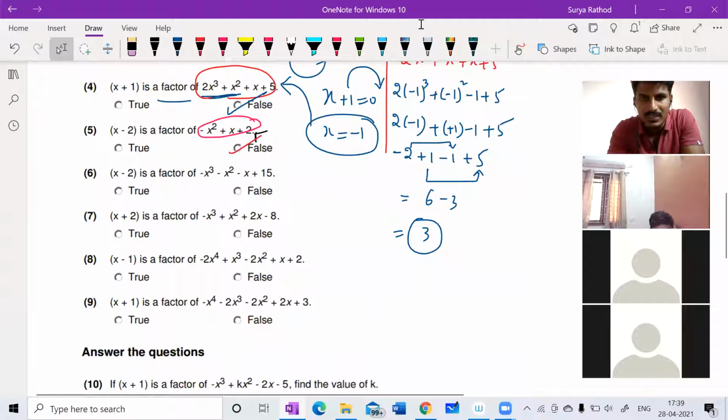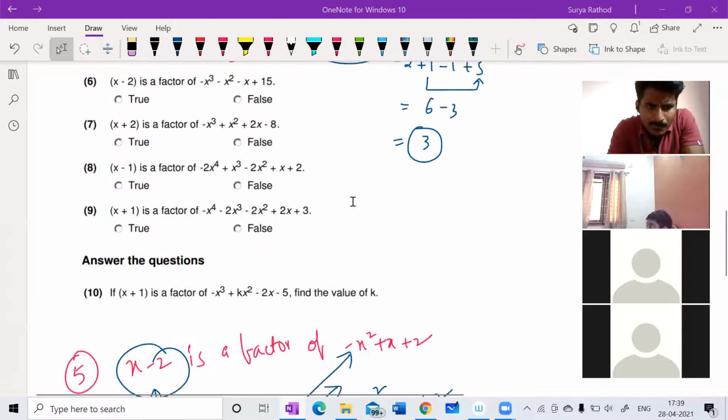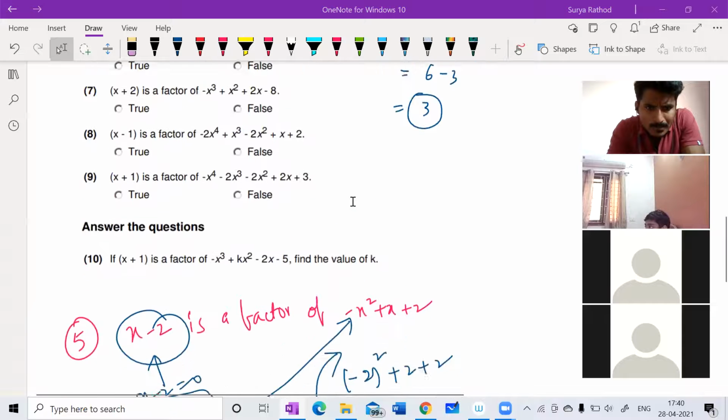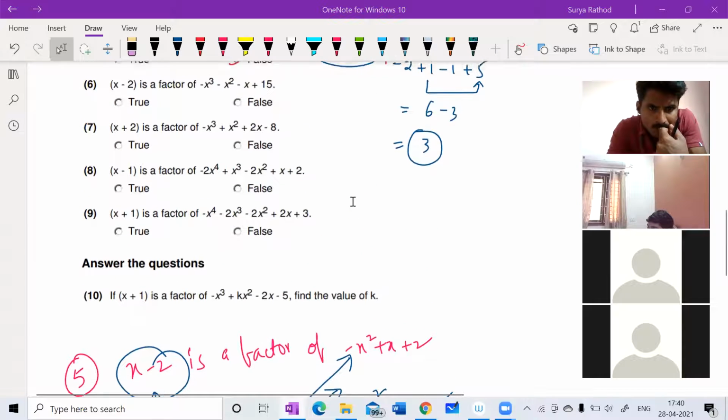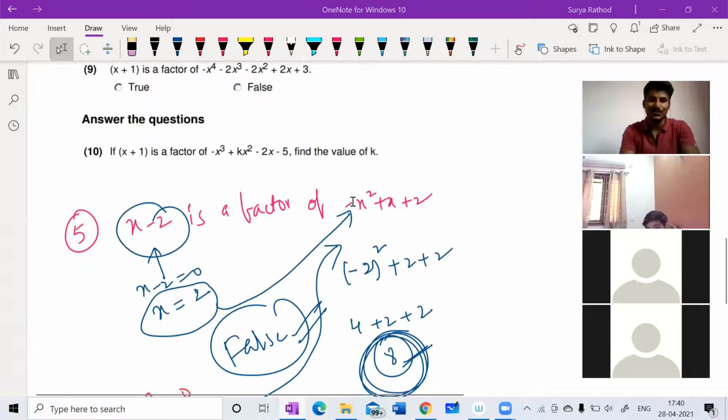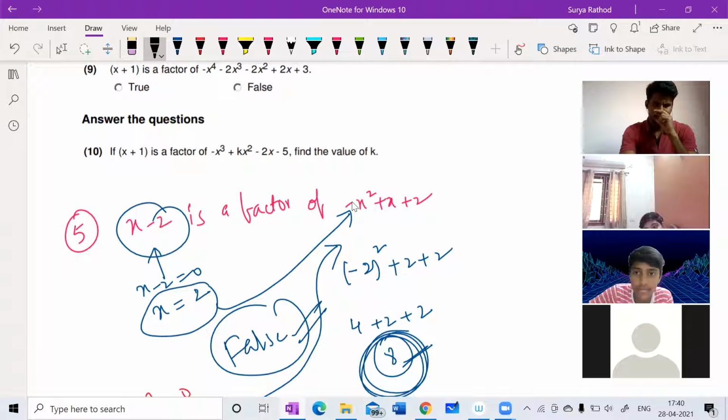I was asking, in the fifth question, shouldn't it be 2 square and outside the bracket it should be minus? If you consider it like that, then you will get 0 for sure. Yes, sir. That's why I was asking which one we should consider. That was even my doubt.